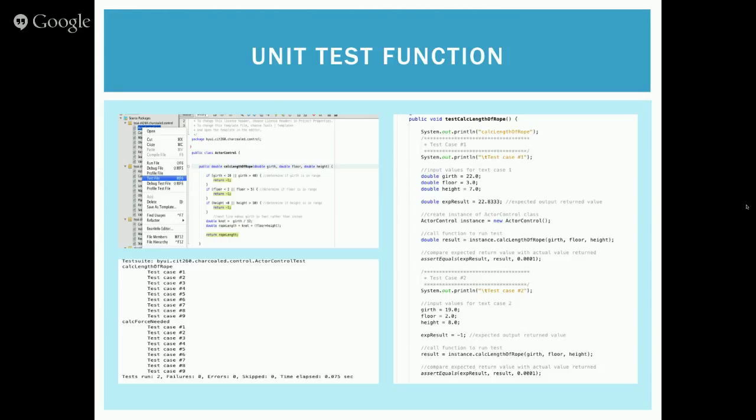In the first example, test case 1, we define the values for girth, for floor, for height, and then we define also a variable for the expected result. So based on the first scenario, the happy path scenario, we executed it and we calculated that the result would be 22.8333. Then we instantiate the actual class where that function is. We implement a variable called result that is going to have the result of executing the calc length of rope function.